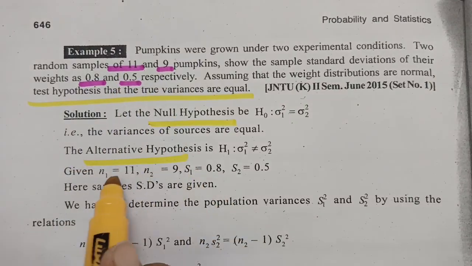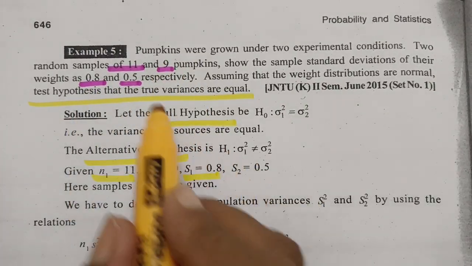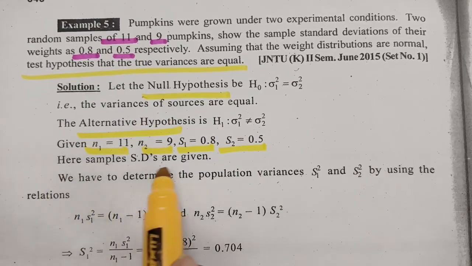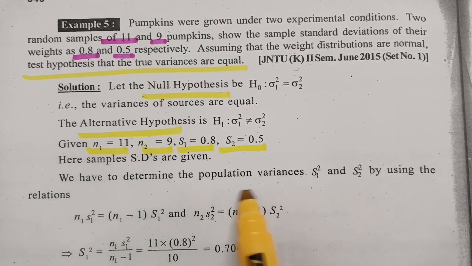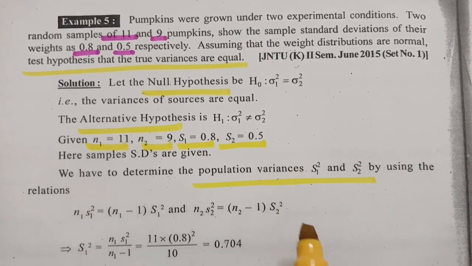Here n1 is equal to 11, n2 is equal to 9, and the standard deviations are S1 equal to 0.8 and S2 equal to 0.5. Here the sample standard deviations are given, and now we have to determine the population variances as capital S1 square and capital S2 square by using the relation here.